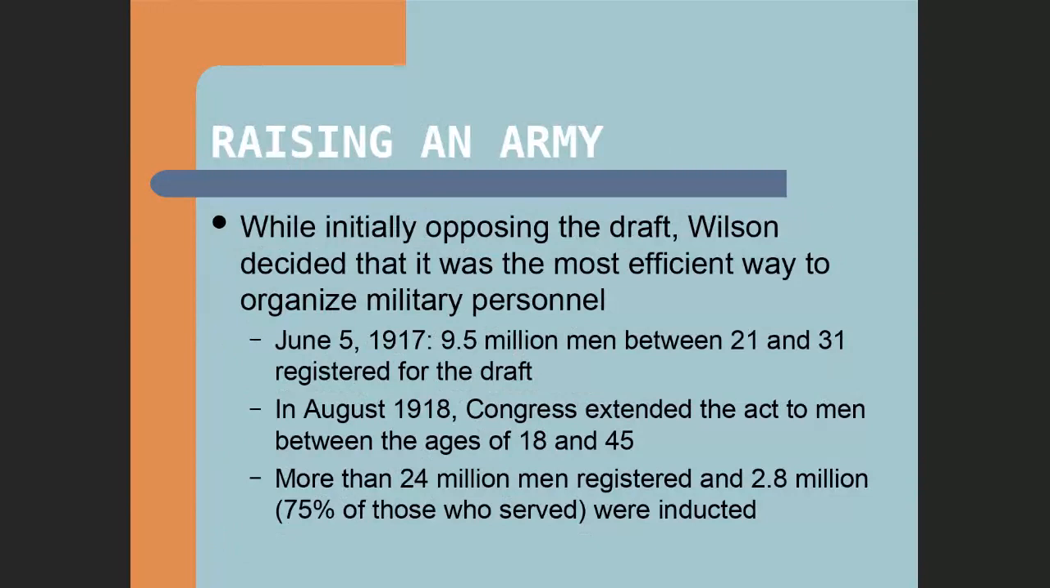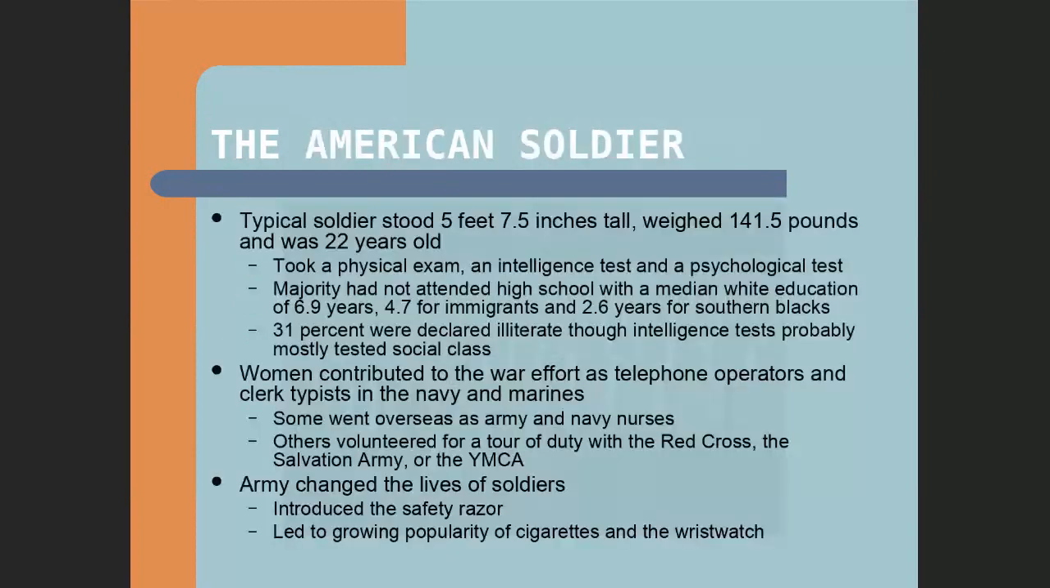All right, we're in that army again. We had to draft, so you can see June 5th, men between 21 and 31 registered for the draft. We extended that from 21 to 31 and made it 18 to 45. More than 24 million men ended up registering. We got 2.8 million inducted, and about 75% of those ended up serving.